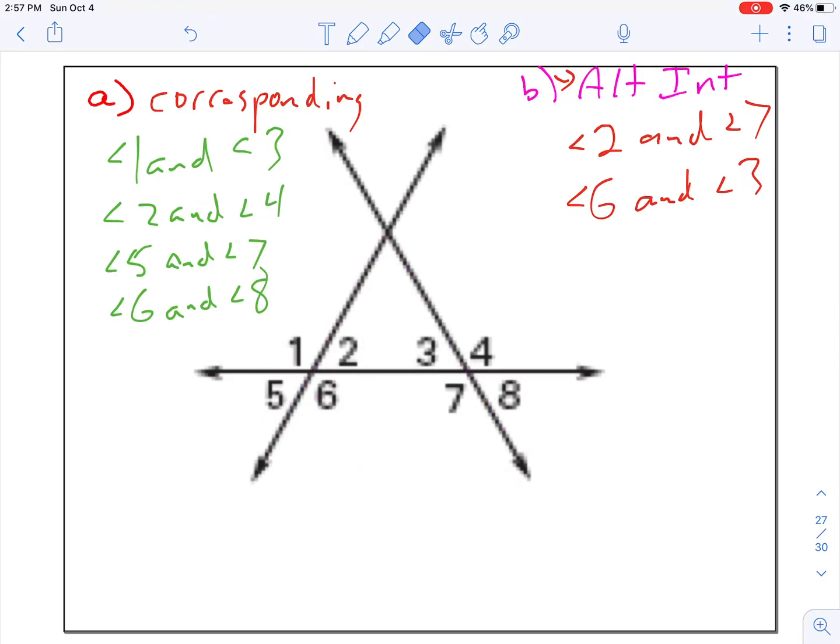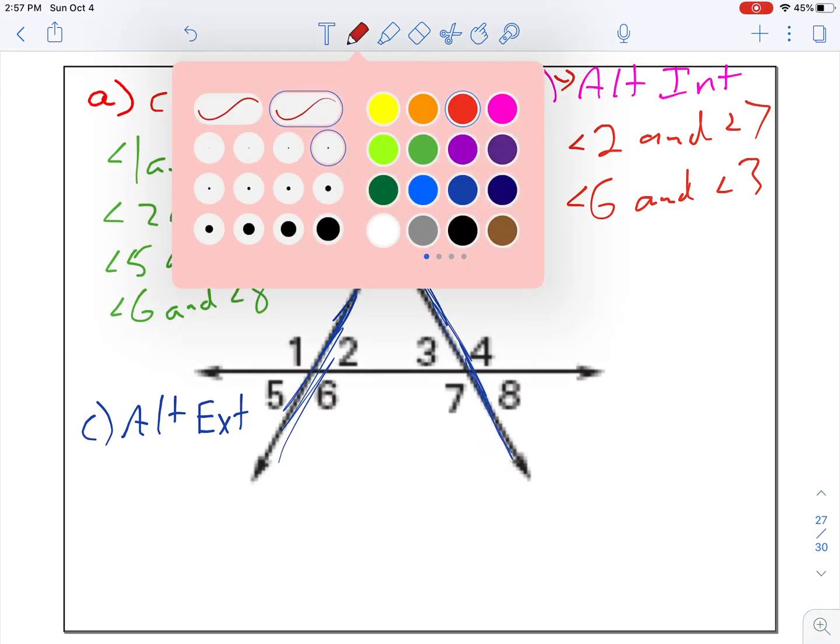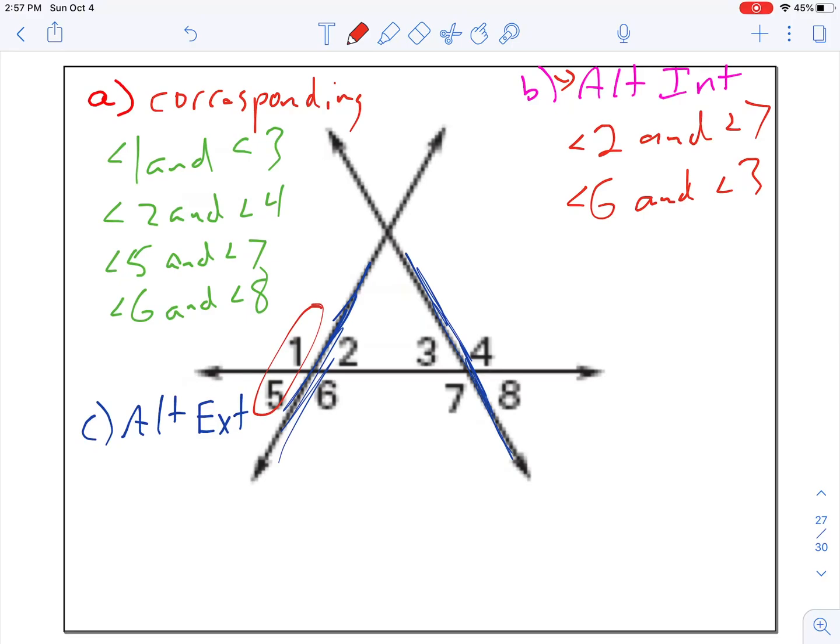For C, it wants you to find your alternate exterior angles. Now, once again, alternate exterior. Now we want to be outside your two lines. So there's the two lines. To be on the outside of them, we got 1 and 5, 4 and 8. So if you pick angle 1, since it's alternate exterior angles, angle 1 is on the top, angle 8 is on the bottom. Angle 5 was on the bottom, angle 4 is on the top.